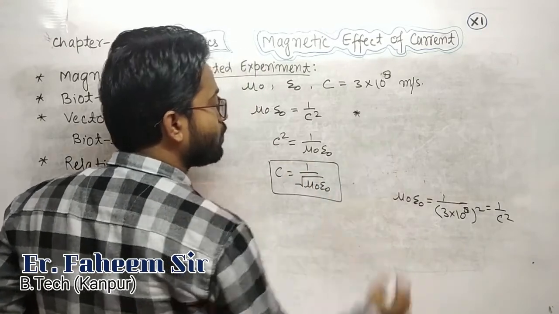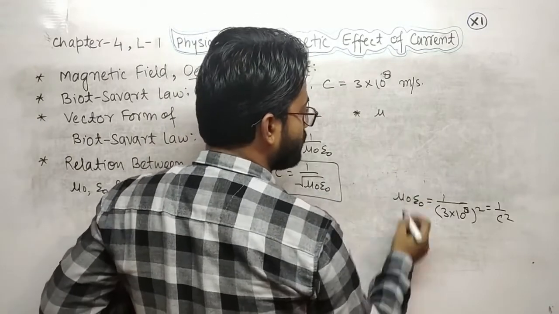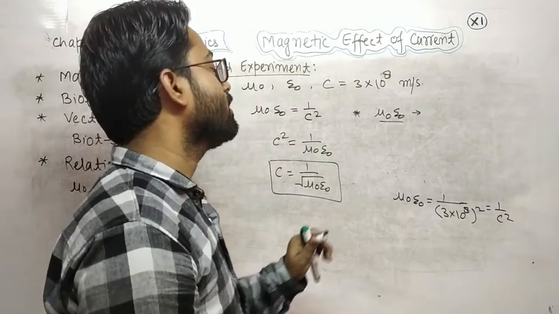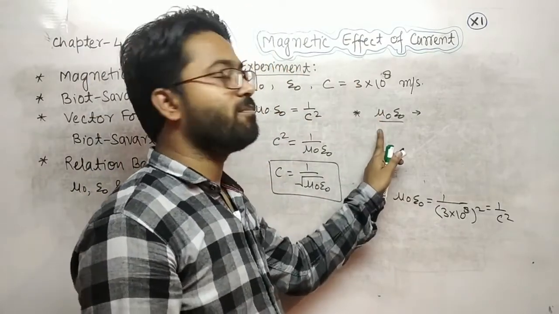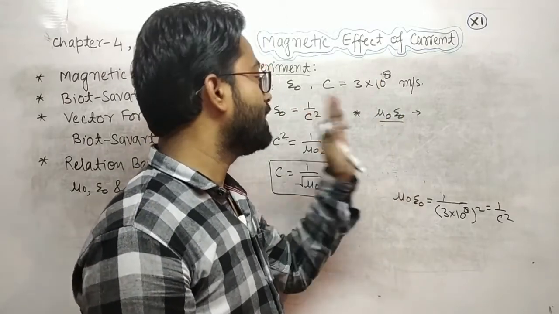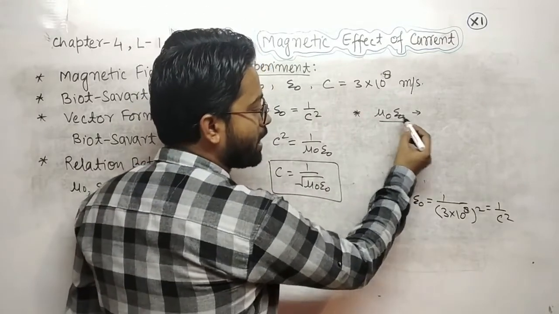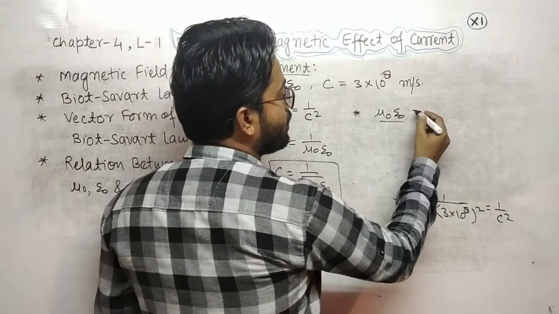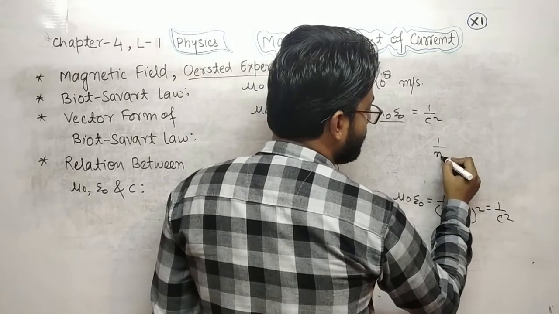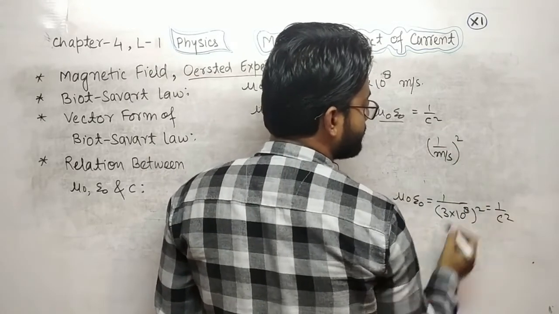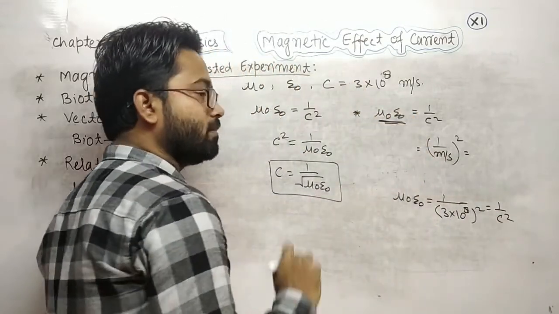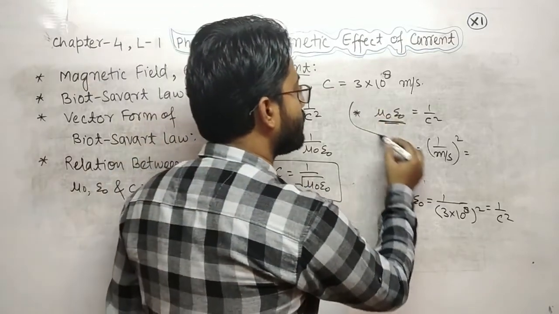If anyone will ask what is the dimension or unit of mu naught into epsilon naught, no need to calculate the unit of epsilon naught and unit of mu naught and multiply. Just you know that mu naught epsilon naught is 1 upon c square. That will be equals to 1 upon meter per second whole square. After calculating, you will get the unit and the dimension of mu naught and epsilon naught. This is very important. Remember that.